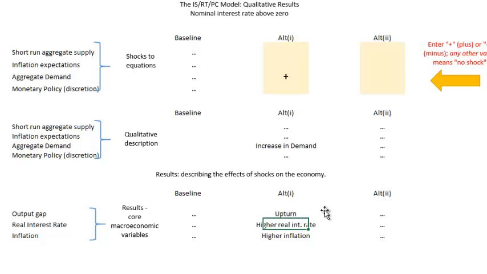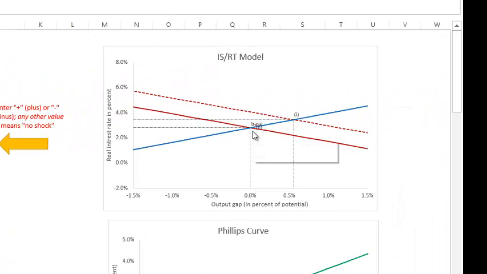We can see that same result over here in the graph. The IS curve shifts from the solid red line to the dashed red line. It shifts along the solid blue RT curves. Thus we see that the output gap does increase, even though by raising interest rates the central bank has choked off some demand.